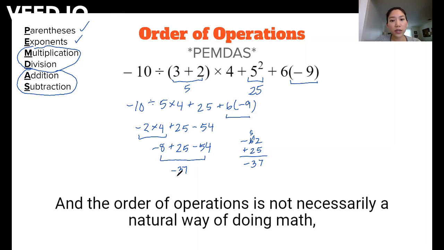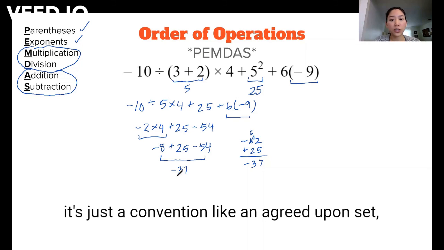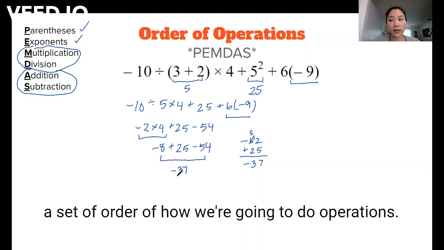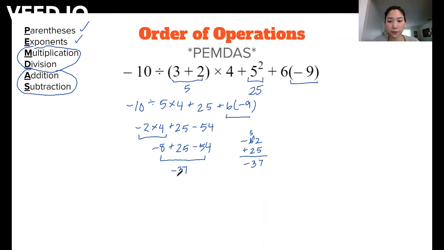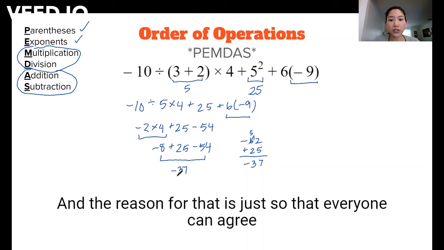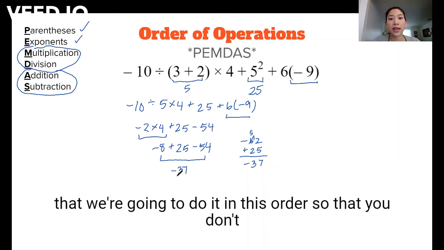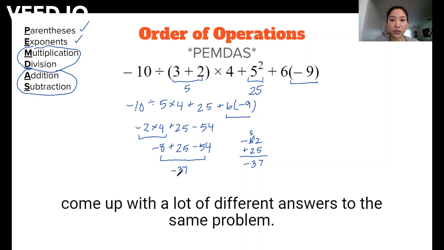And the order of operations is not necessarily a natural way of doing math. It's just a convention, like an agreed upon set of order of how we're going to do operations. And the reason for that is just so that everyone can agree that we're going to do it in this order so that you don't come up with a lot of different answers to the same problem.